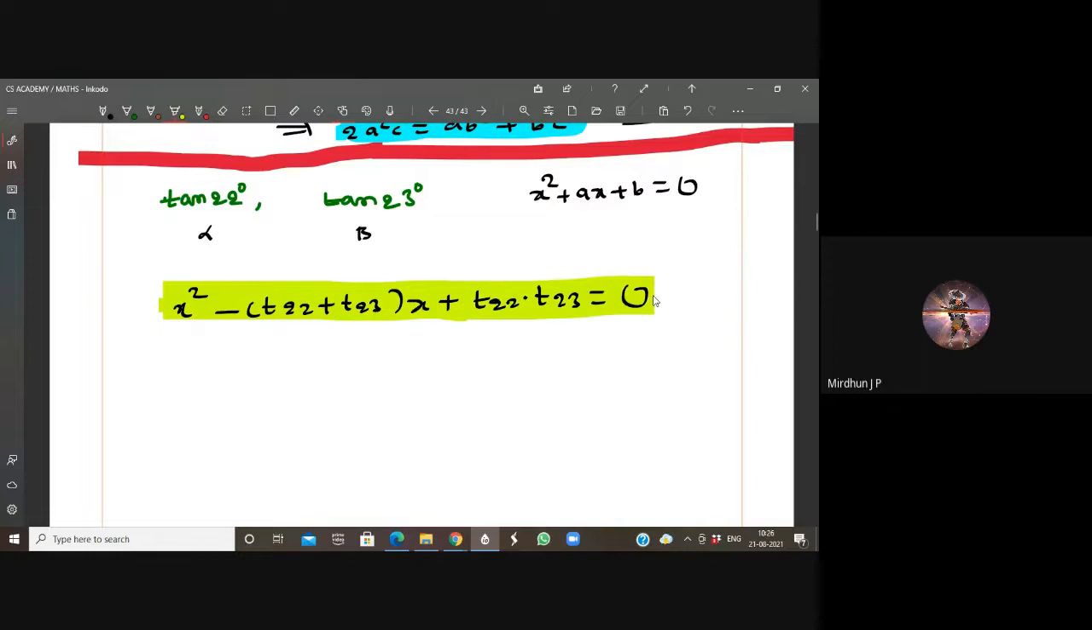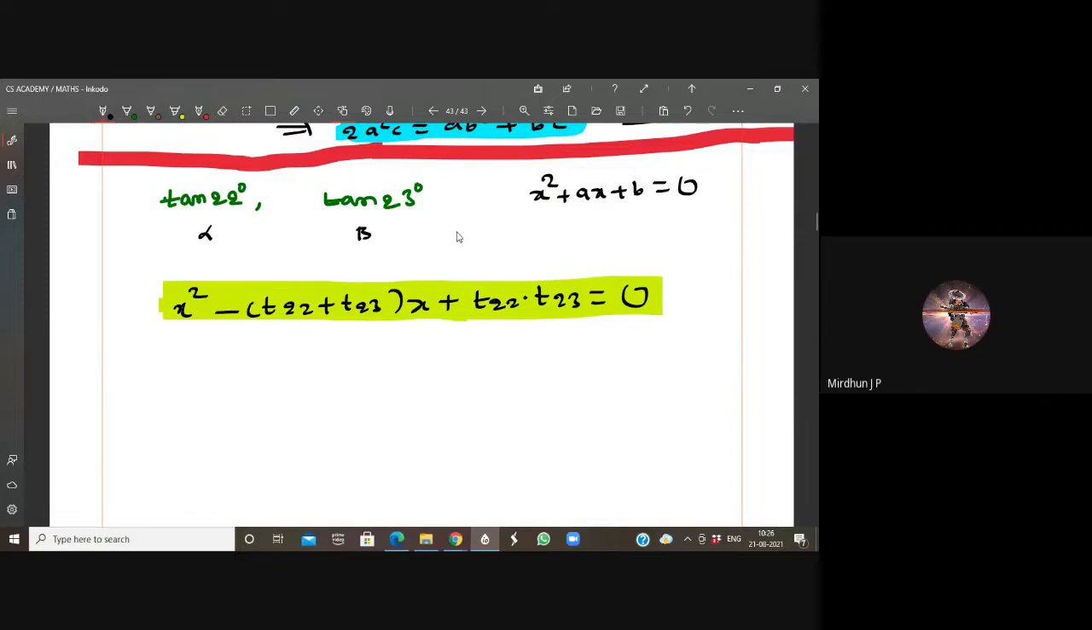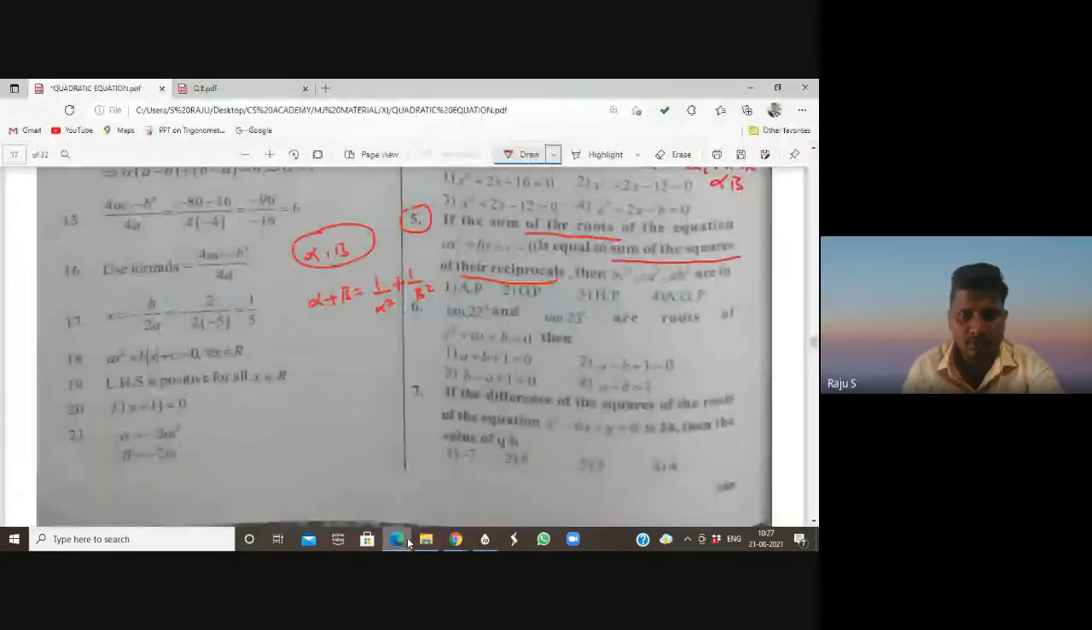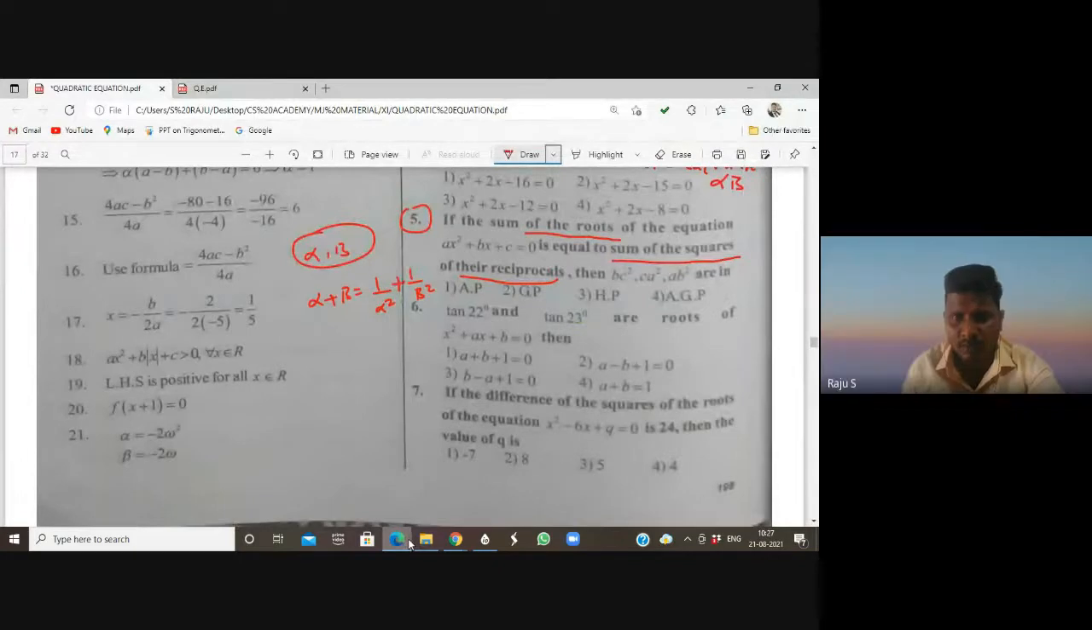A minus B plus 1 is equal to 0, sir. That is the answer. Yes, what? Sir, A minus B plus 1 is equal to 0. That only is the answer, sir. Second option, sir. So a minus b plus 1 is equal to 0. Is that right, students? Yes.